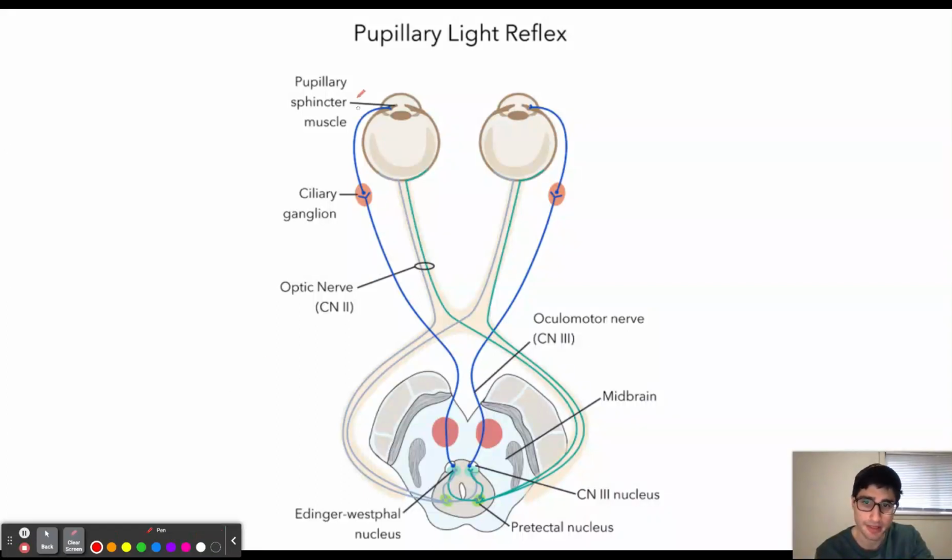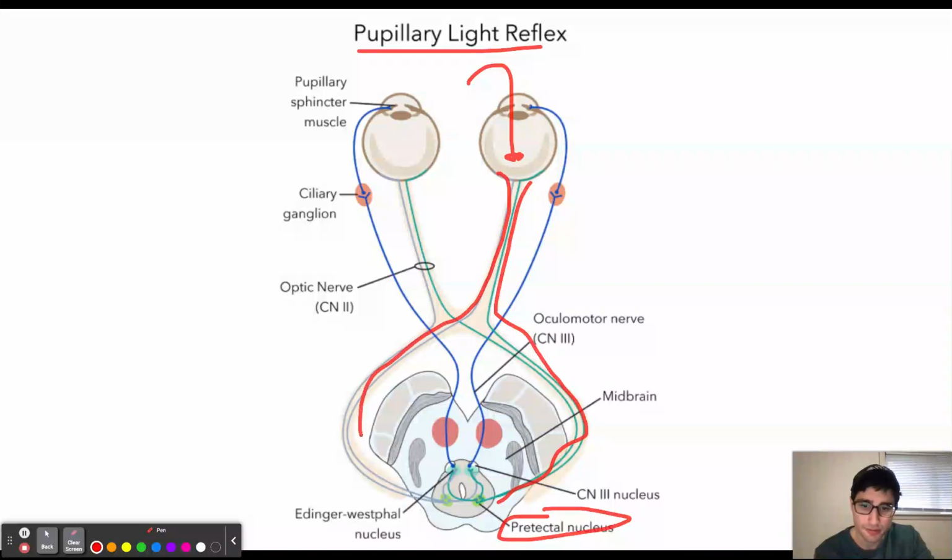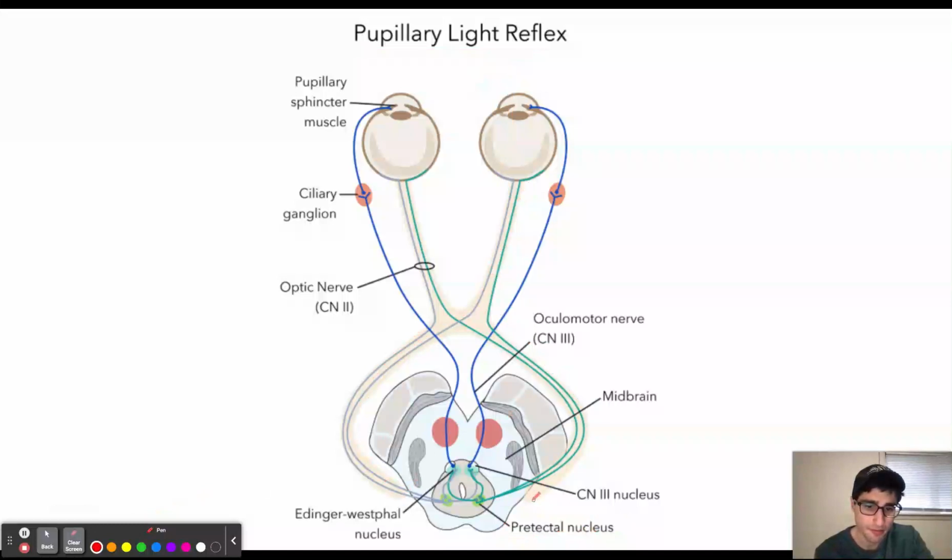Hello everyone, in this video we will be discussing pupillary light reflex. So let's say that we shine a light on a person's right eye. From the right eye, with the help of the optic nerve, we will be reaching the pretectal nucleus. Now remember that the nasal hemiretina of the eye will also be sending signals to the contralateral pretectal nucleus. But just to keep things simple, we will only be focusing on one side of the brain. So we have signals coming to the pretectal nucleus through the optic nerve from the retina.